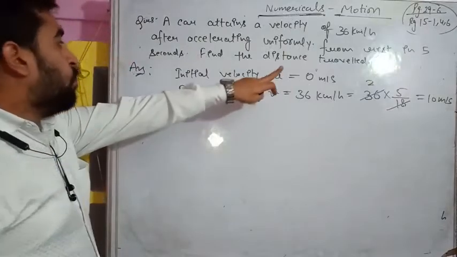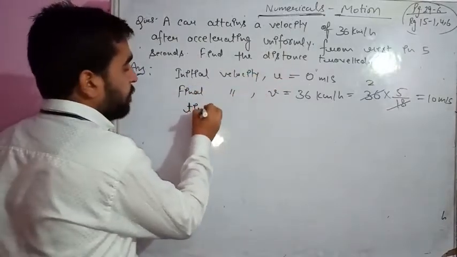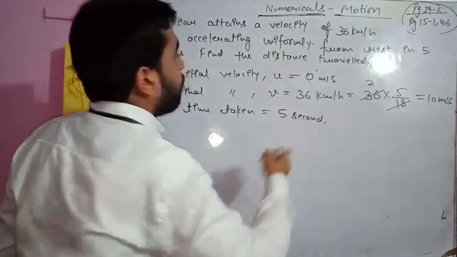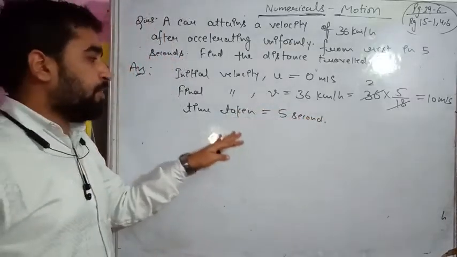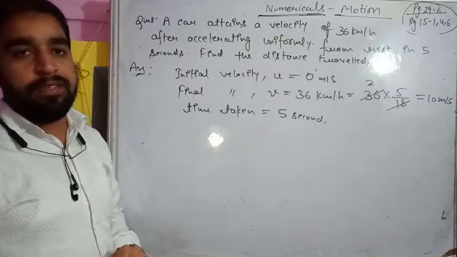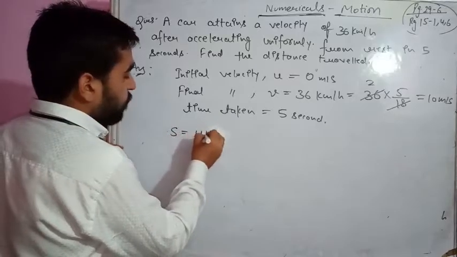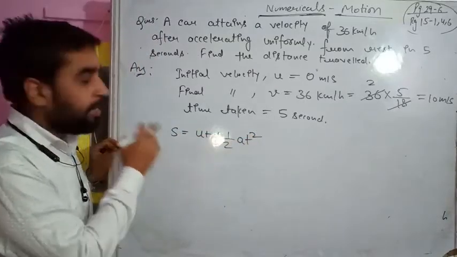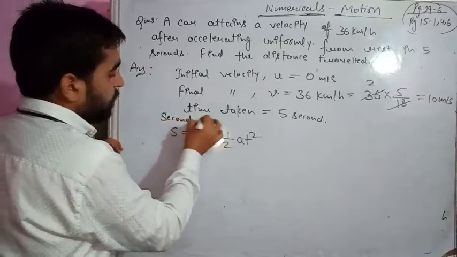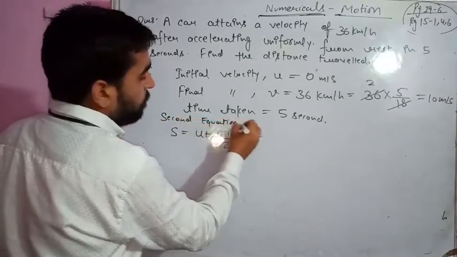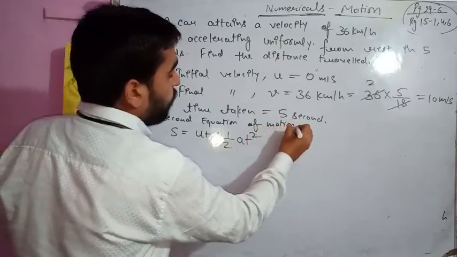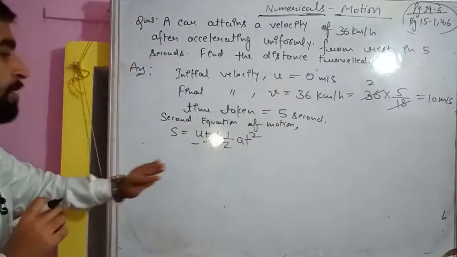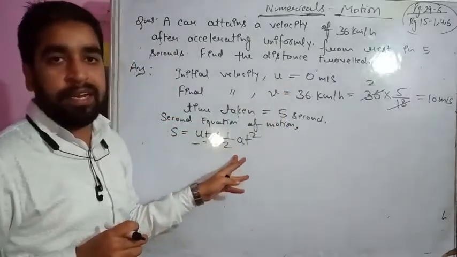Fine. So in 5 seconds, what is the time taken? Time taken is 5 seconds. So they are asking for distance traveled. Which equation of motion should we apply here? For distance we can use this equation, s is equal to ut plus half at square. Which equation is this? This is the second equation of motion. All the terms are given to us for applying. u is given, time is given to us, 5 seconds. Acceleration will be required here for solving it.